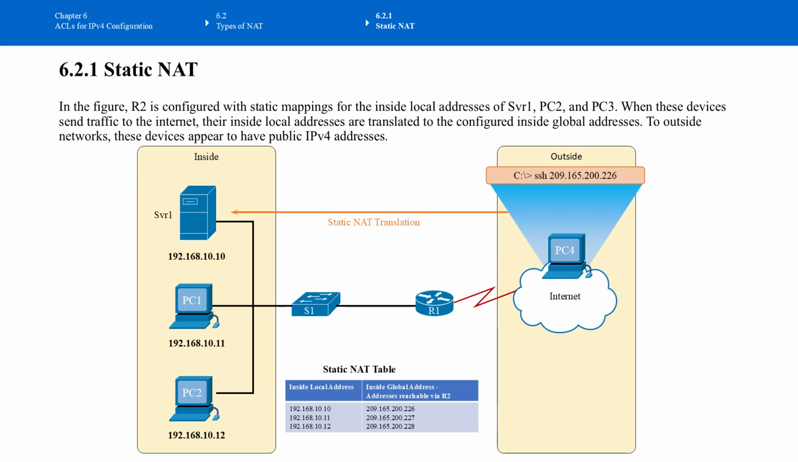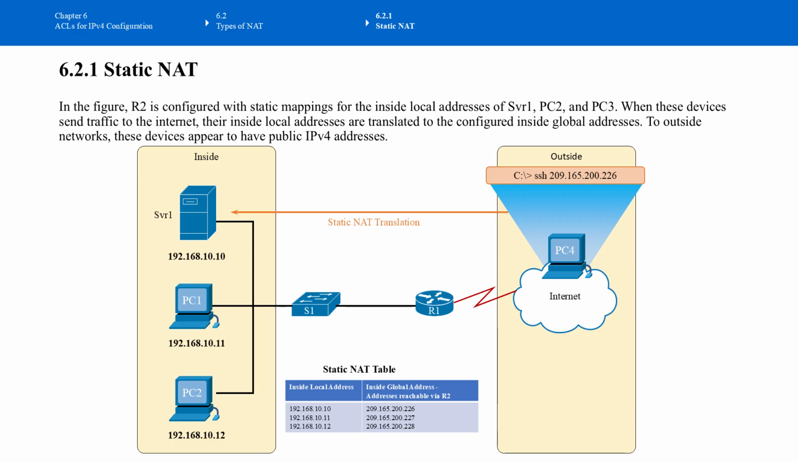209.165.200.226. In the figure, P4 wants to secure shell to the inside server. P4 does not connect to 192.168.10.10. Instead, it uses secure shell to 209.165.200.226. R1 receives the traffic and performs the translation. So it translates 209.165.200.226 to 192.168.10.10. Then R1 forwards the traffic to the server.